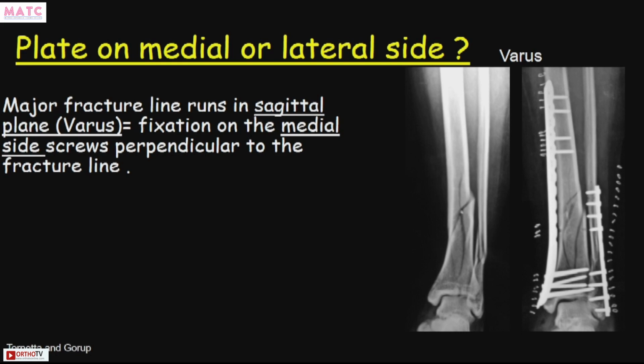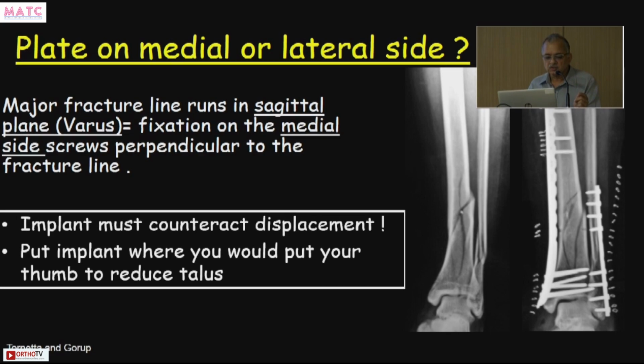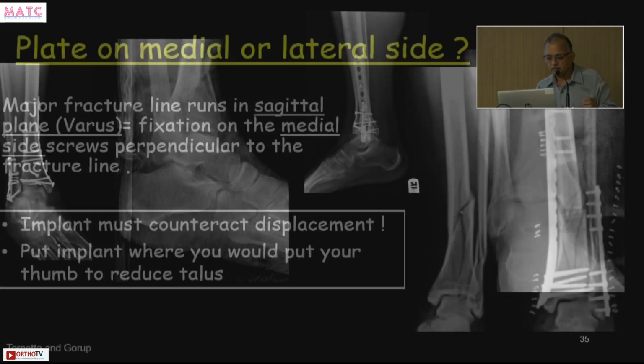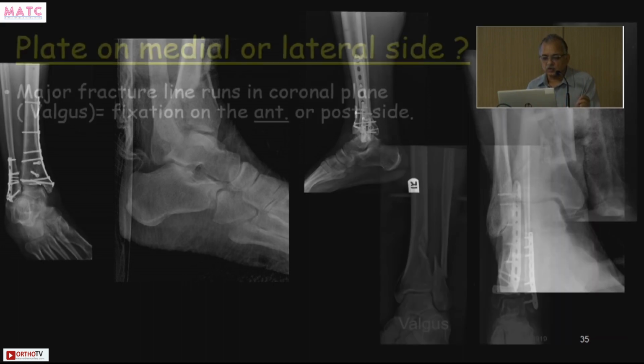So medial approach, medial plate, whenever there is a varus angulation. So the implant must counteract the displacement. Put the implant where you would put your thumb to reduce these fractures. So here is another example where you can see this has been followed.